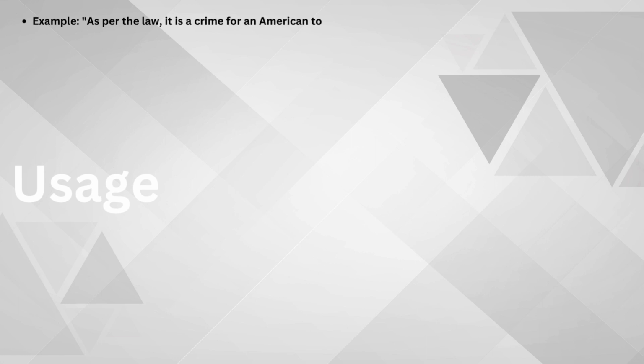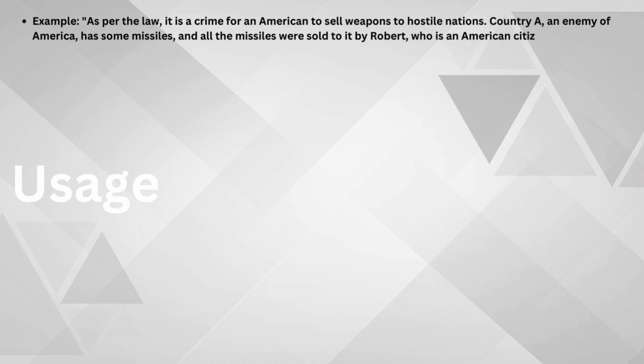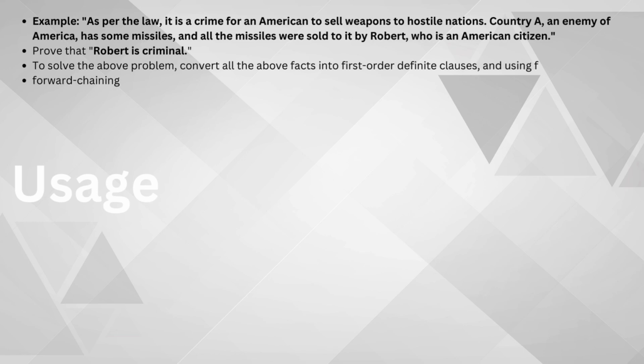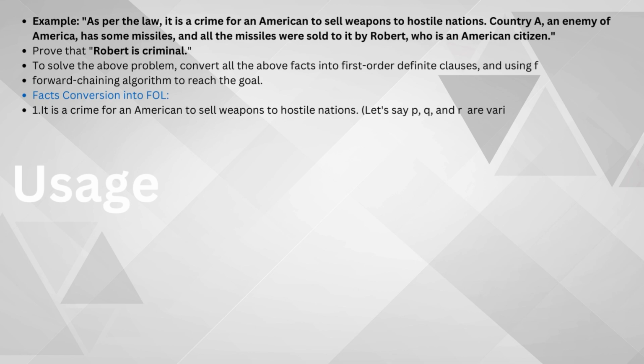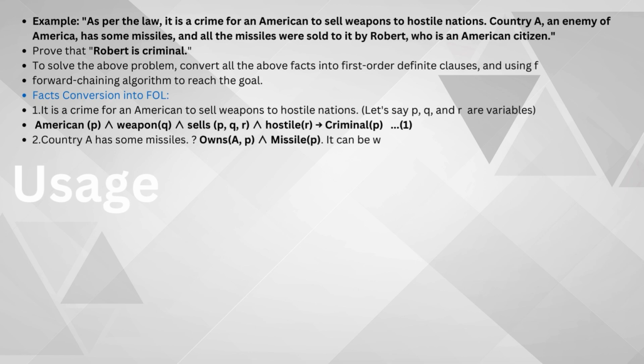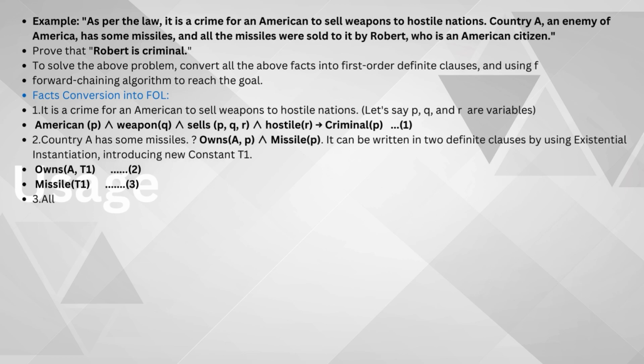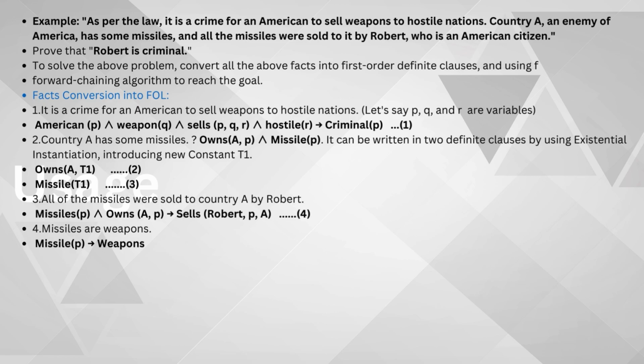The example is, as per the law, it is a crime for an American to sell weapons to hostile nations. Country A, an enemy of America, has some missiles, and all the missiles were sold to it by Robert, who is an American citizen. We will walk through the conversion of the given facts into first order definite clauses and then show how forward chaining can be applied to prove the conclusion, that is, to prove that Robert is a criminal.